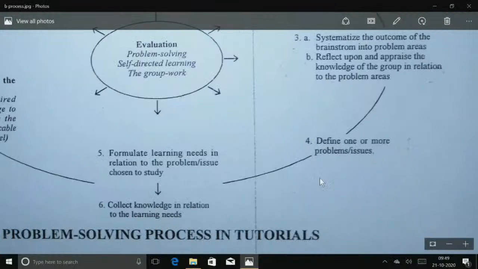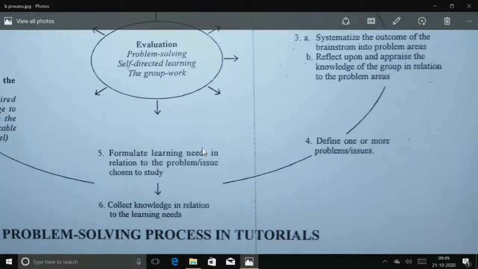Next is to formulate the needs in relation to the problem or issue chosen to study. So you will have to find out what you need to know about that particular problem. That means what are the problems and where you have to go for that. You have to go to the library or internet or wherever the resource material is available. You have to reach that, and then you have to come with the solution the next time.